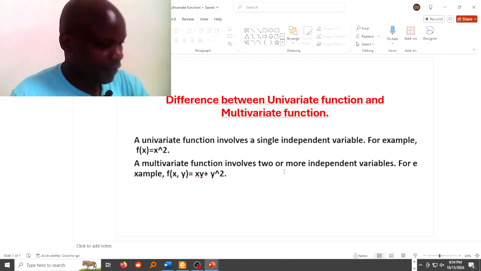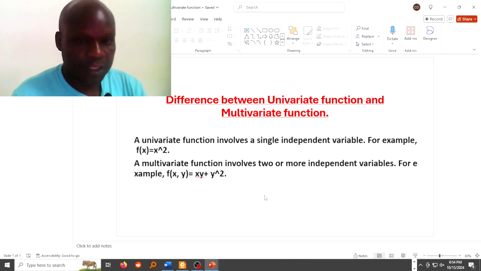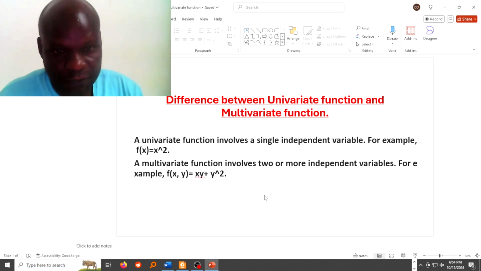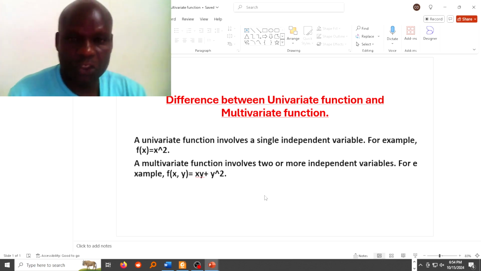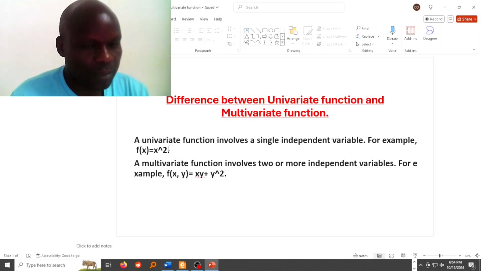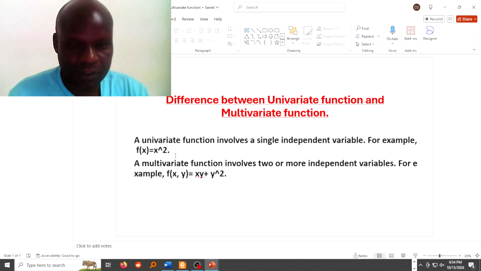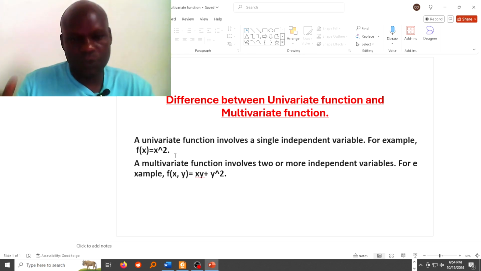Well, for part A of the paper, which was done on May 27th, May 2016, which requires us to distinguish between a univariate function and a multivariate function. Now, a univariate function involves a single independent variable. For example, if we have the function f of x is equal to x squared, there's only one variable and it does not depend on any other variable, and that variable is x. The fact that it is singular makes it univariate. So univariate refers to singular.